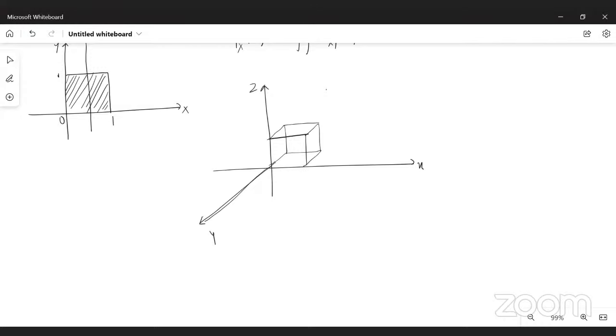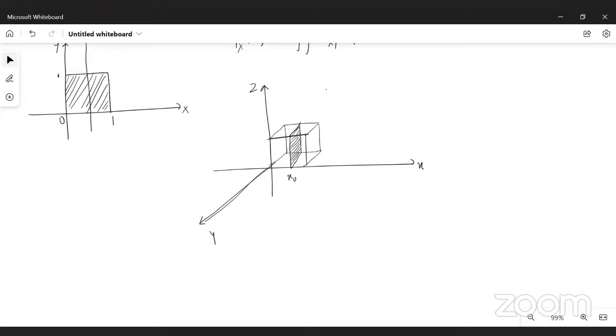So if we are fixing some x, let's say we are fixing this x naught, and we are slicing the whole area, the whole region. So how will you do this? You'll have something like this, right? You will get this sheet kind of thing that you're looking at here. So this is what we mean by slicing.